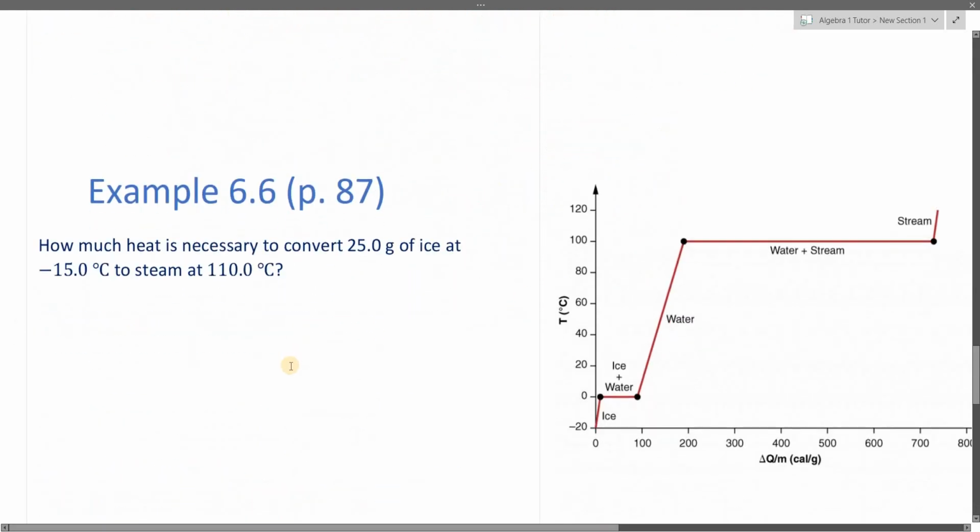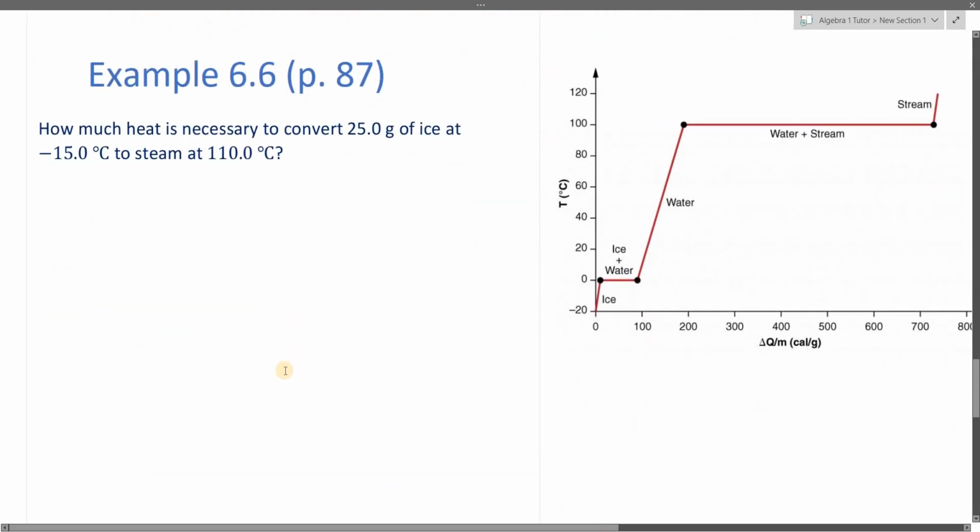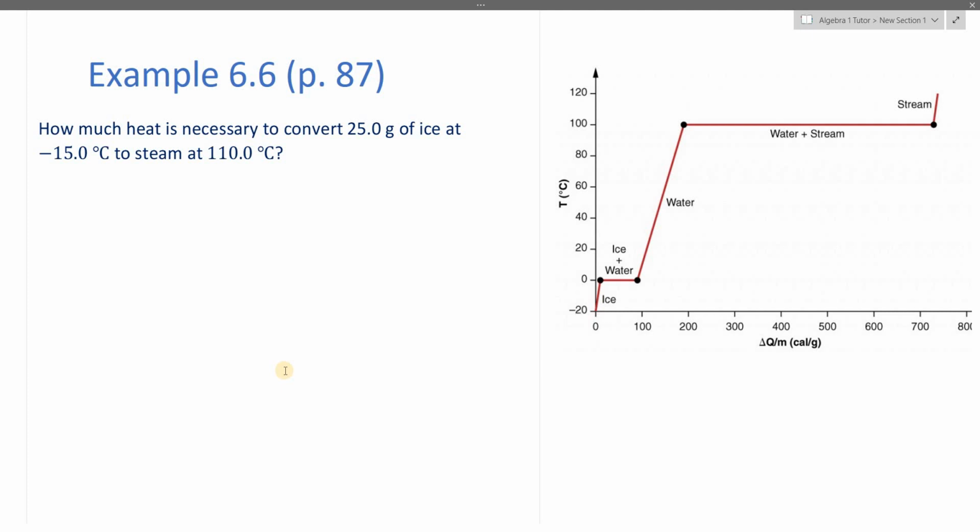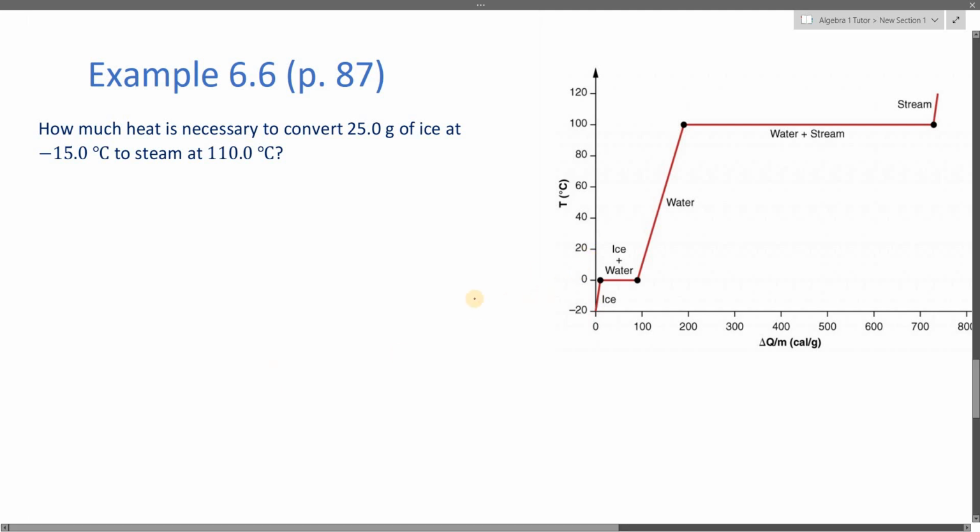Now, going down to one of the last questions, and this one's a bit longer, is the notorious heat exchange. This is page 87, and we need to find how much heat is necessary to convert 25 grams of ice at negative 15 degrees Celsius to steam. Again, we've done this in the past, but we need to understand that we're starting at ice and ending all the way up here at steam. So remember, at any of the slopes, we use Q equals mcΔT.